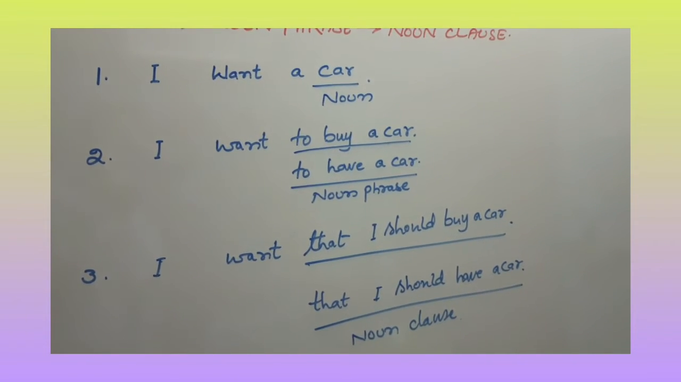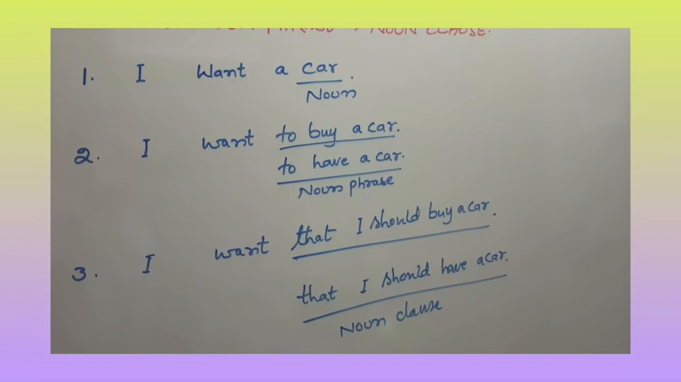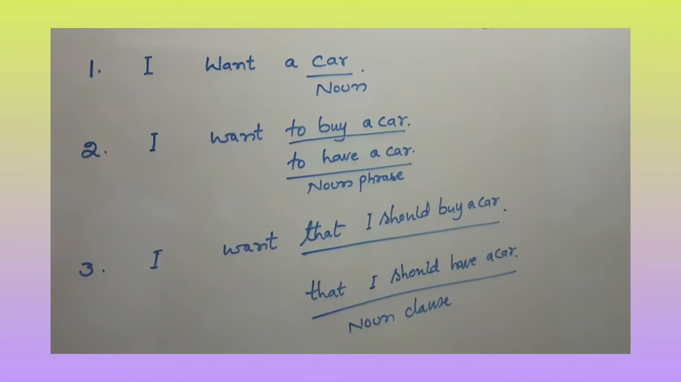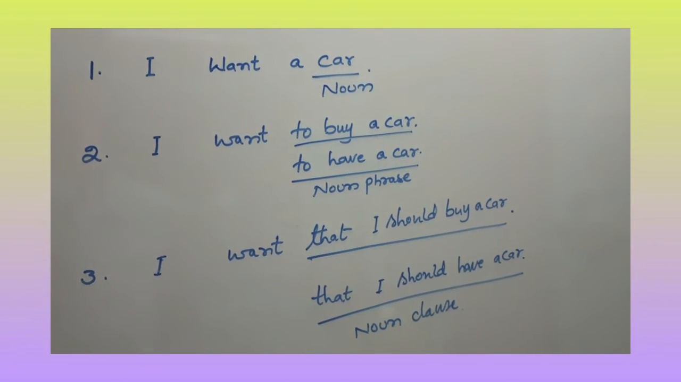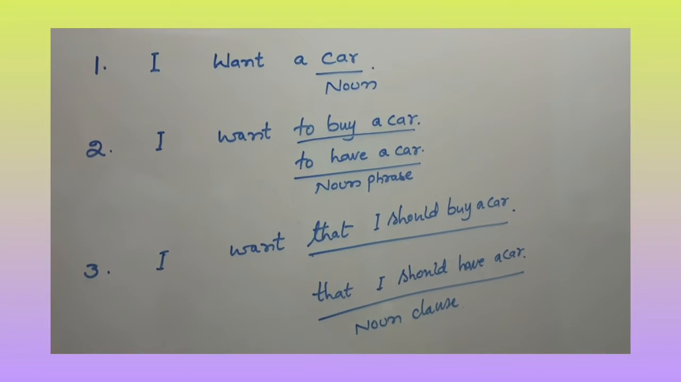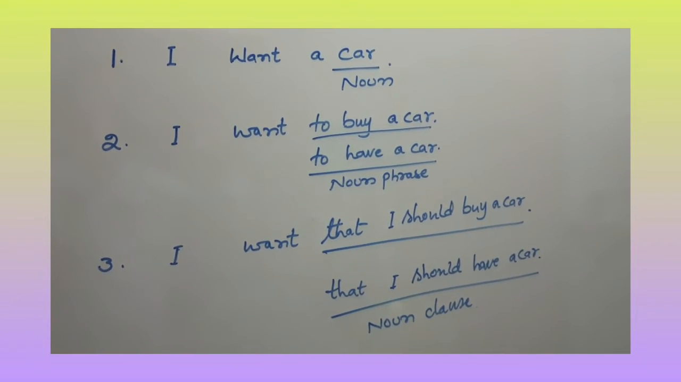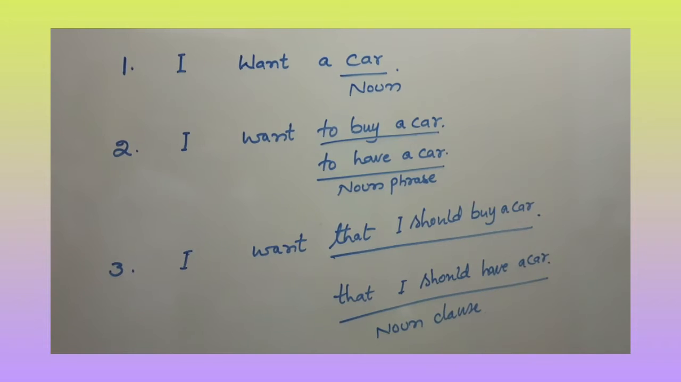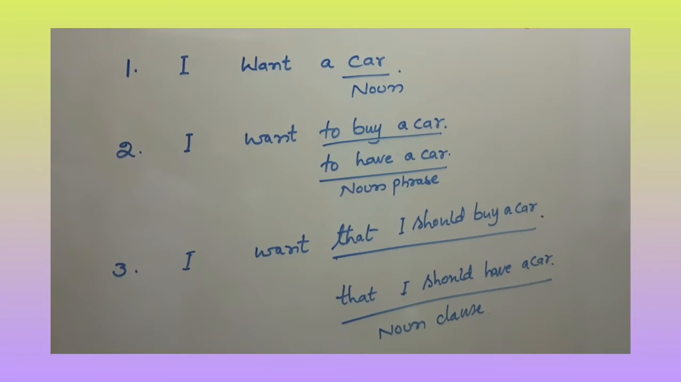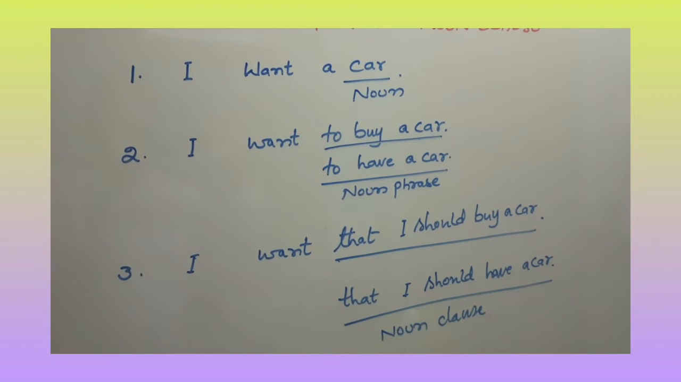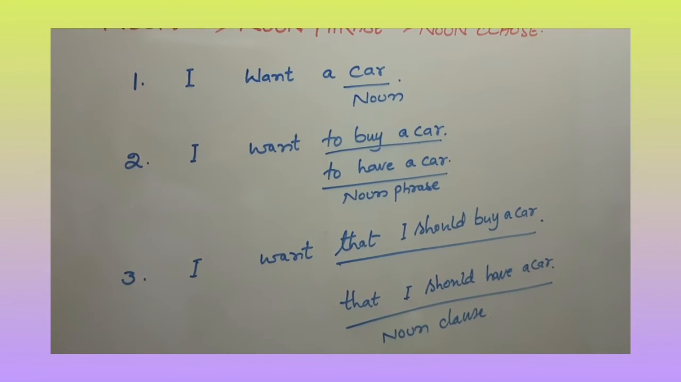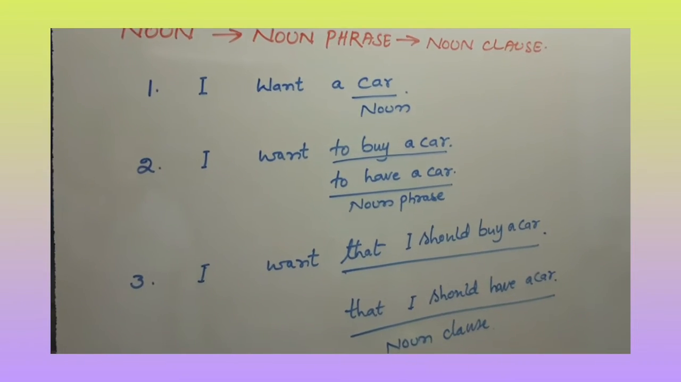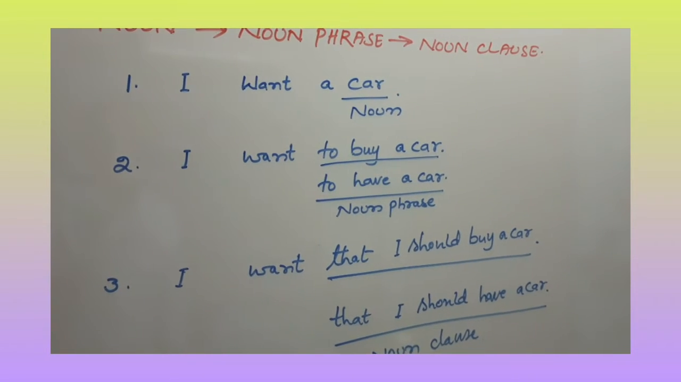Second example, I want to buy a car, or I want to have a car. So to buy a car is a noun phrase because it is in the place of the object. We can change it in another way also: to have a car, I want to have a car. So to buy a car, to have a car are in the object place. So they are noun phrases.